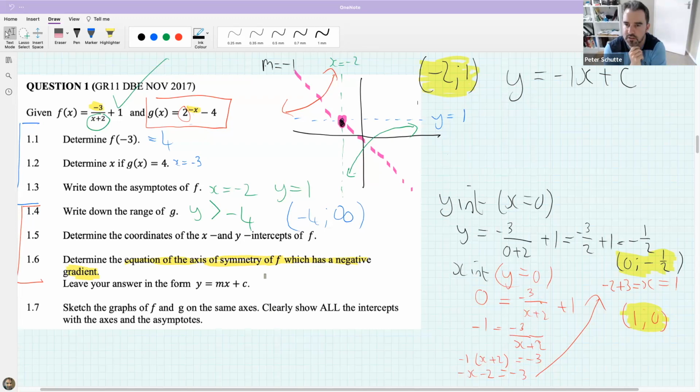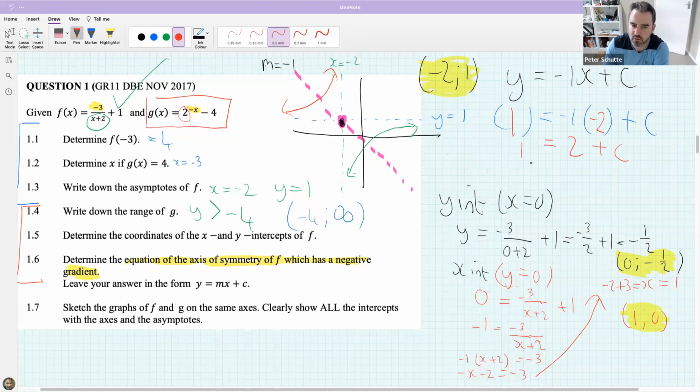What do we need to do to figure out the entire equation? Wherever there's a y, I'm going to leave a blank space, and I'm going to put in 1, and then -2 for the x. -1 times -2 is 2. That's 1 = 2 + c. If I bring the 2 across, I get 1 - 2, so c must be -1. And then the final equation of my axis of symmetry is going to be y = -x - 1.